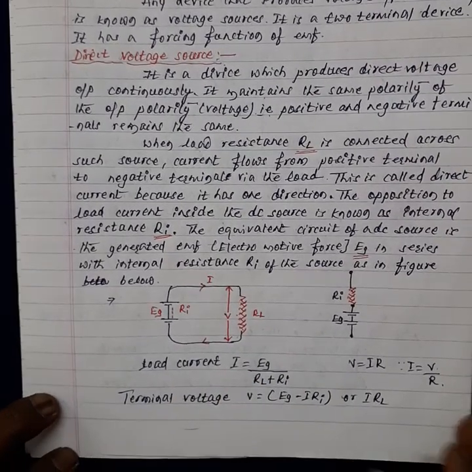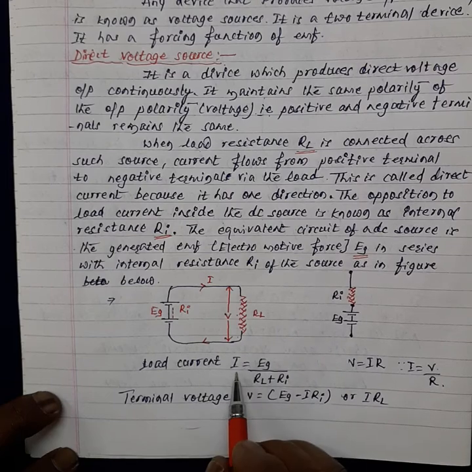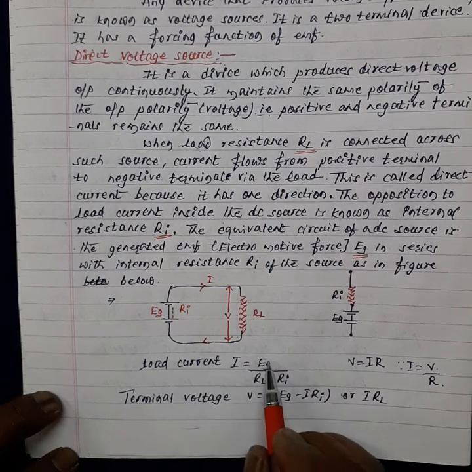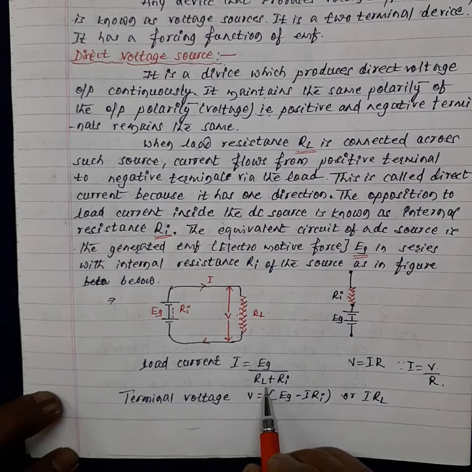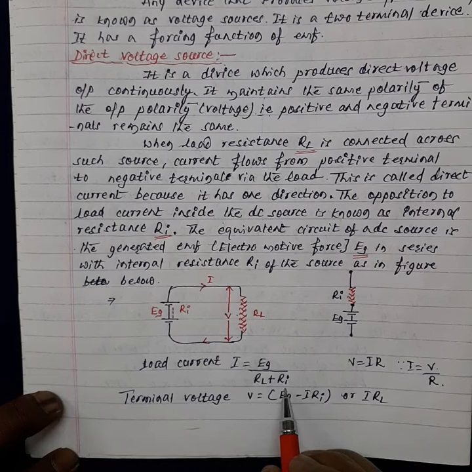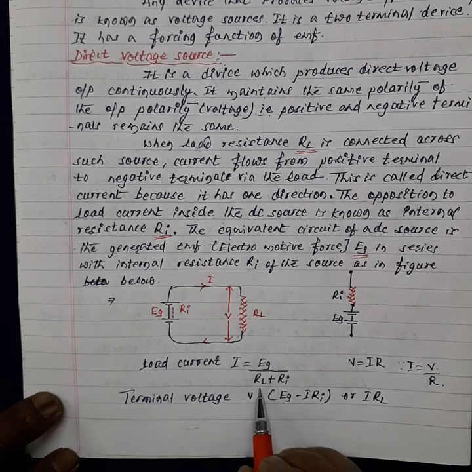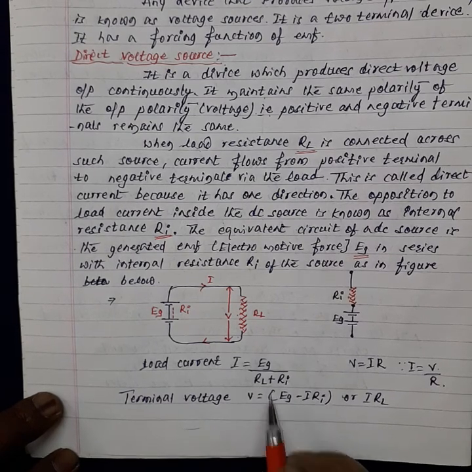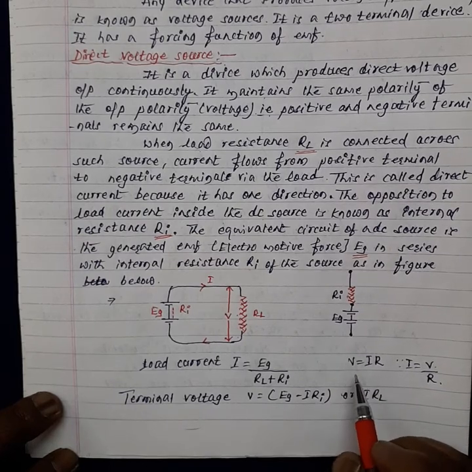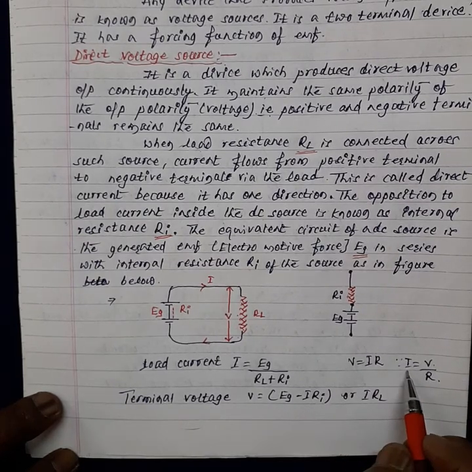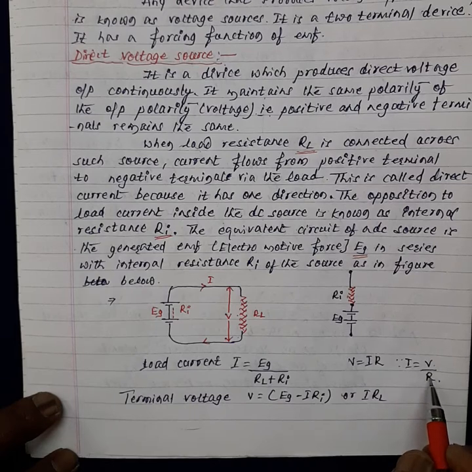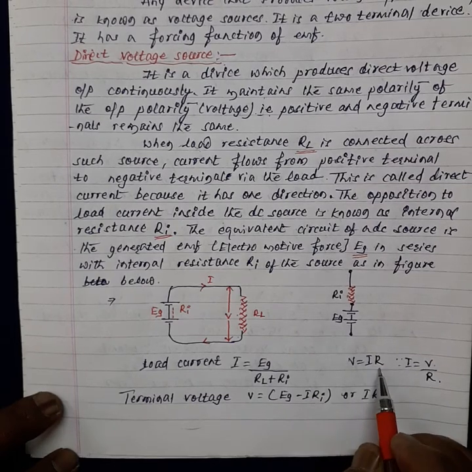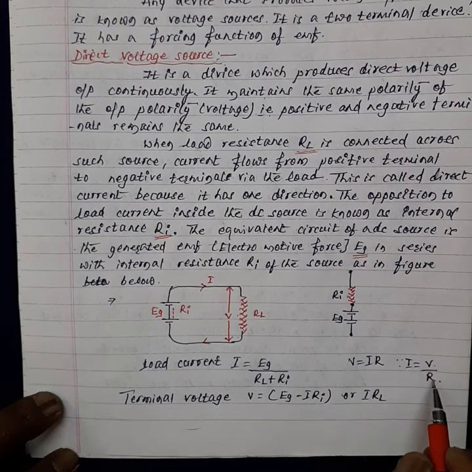So here we can calculate the load current. I is equal to E_g divided by R_L plus R_i. R_i is the internal resistance of the source, and R_L is called the load resistor or load resistance. Here we have to remember Ohm's law, that is V equals IR, so I is equal to V by R.